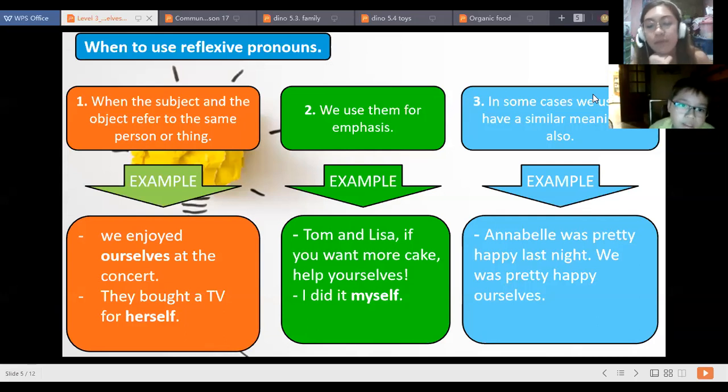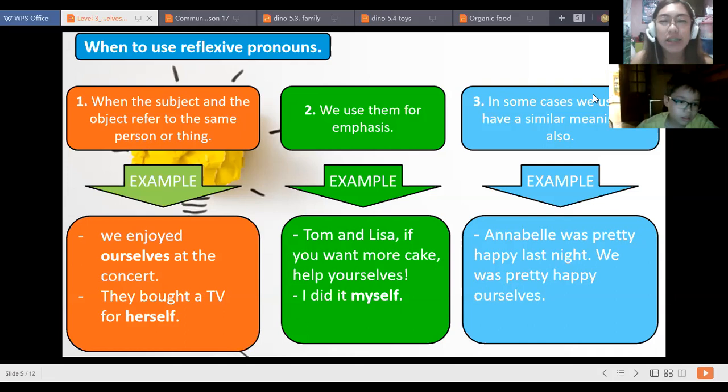When the subject and in some cases we use it to have a smaller meaning to us. So Annabelle was pretty happy last night. We was pretty happy ourselves. Okay, so can you give me the example?